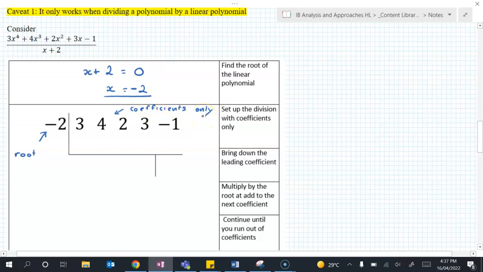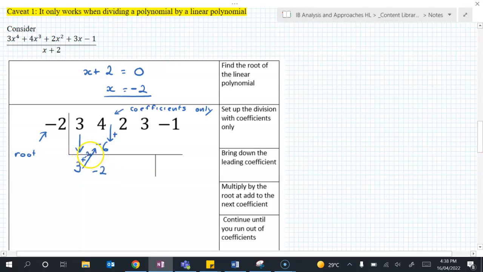Now, the process then follows. First of all, I bring down the leading coefficient. That gives me my 3 out the front. I then multiply it by my root, so I multiply it by minus 2, which gives me minus 6, and then I add that to the second coefficient. So 4 plus minus 6 is 4 take 6, which is minus 2.